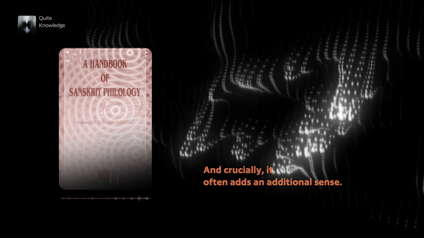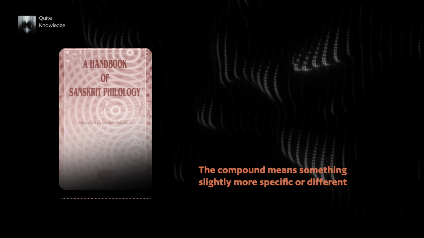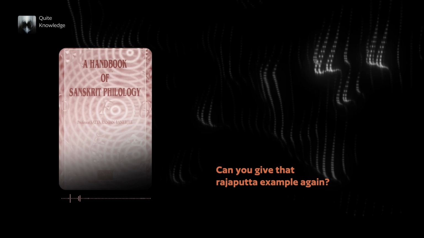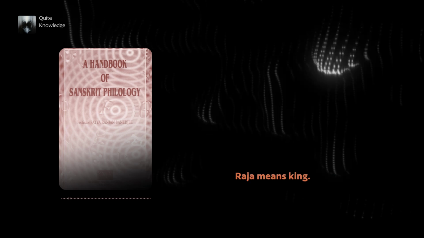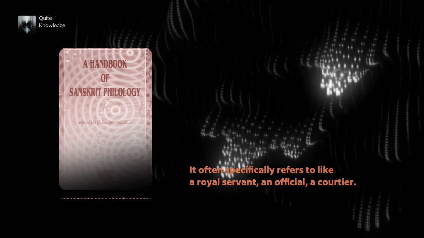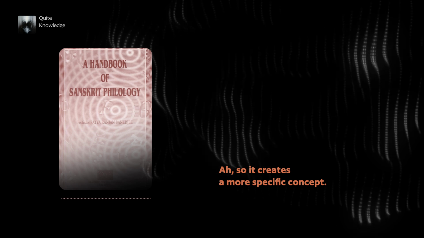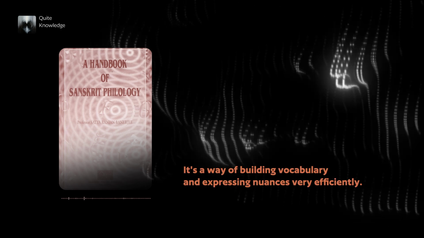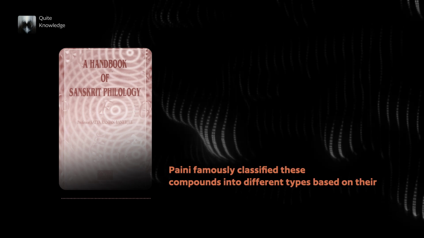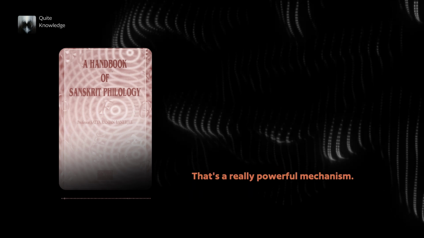And crucially, it often adds an additional sense. The compound means something slightly more specific or different than just the sum of its parts. Can you give that rājaputra example again? Sure, rāja means king, putra means son or man, so literally king's man. But the compound rājaputra doesn't just mean any man belonging to the king. It often specifically refers to a royal servant, an official, a courtier. So it creates a more specific concept. Exactly. It's a way of building vocabulary and expressing nuances very efficiently. Pāṇini famously classified these compounds into different types based on their internal structure and meaning, like tatpuruṣa, bahuvrīhi, dvandva. That's a really powerful mechanism.